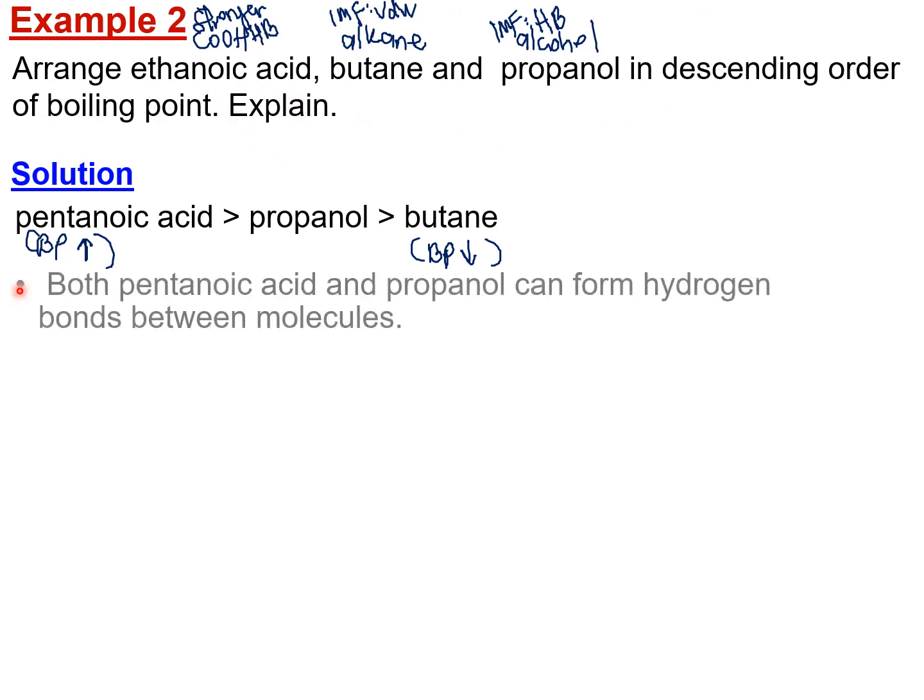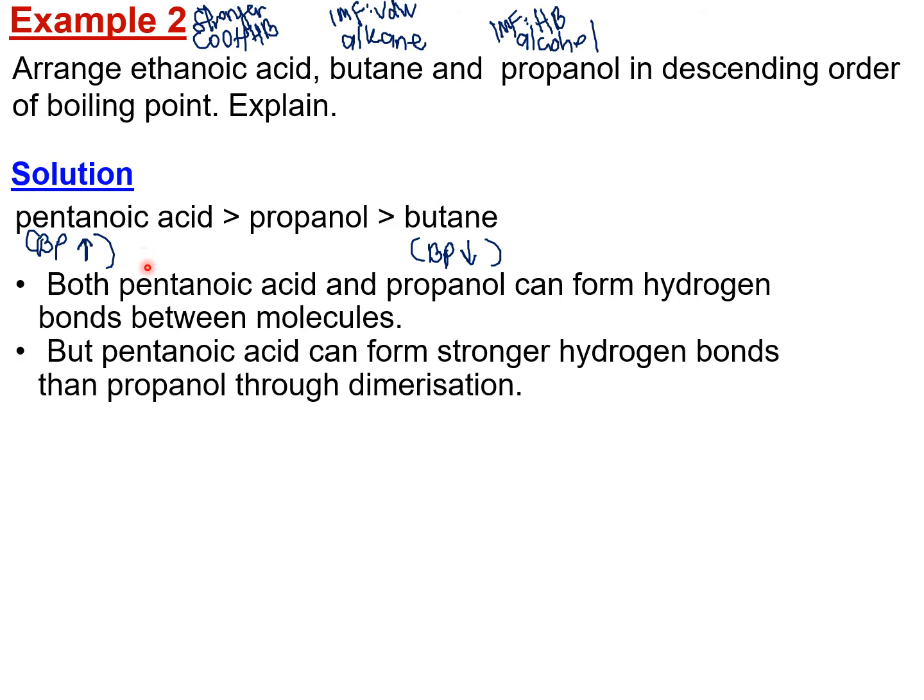Macam mana nak explain? So you boleh bagi tahu yang both pentanoic acid dengan propanol ni, kedua-dua mereka ada intermolecular forces yang sama, which is hydrogen bond. Okay, dua-dua boleh buat hydrogen bond between molecules. Tapi apa yang specialnya kat sini adalah pentanoic acid, dia punya hydrogen bonds ni lagi kuat. Sebabkan kenapa? Because pentanoic acid dia boleh buat stronger hydrogen bonds through dimerization.